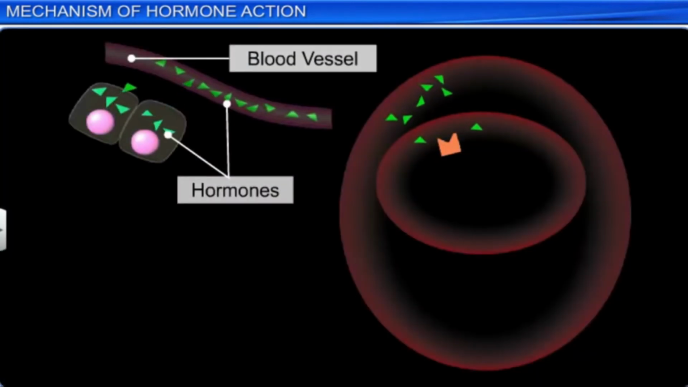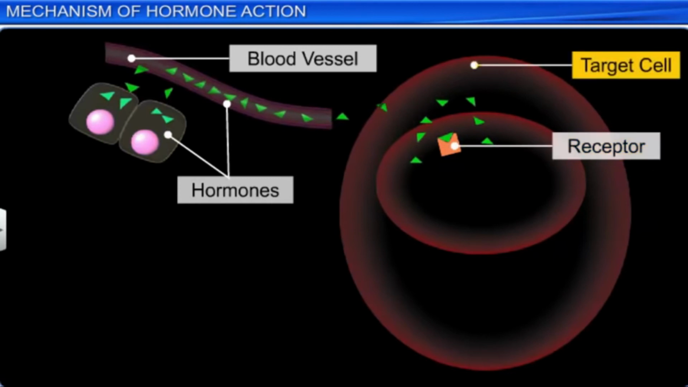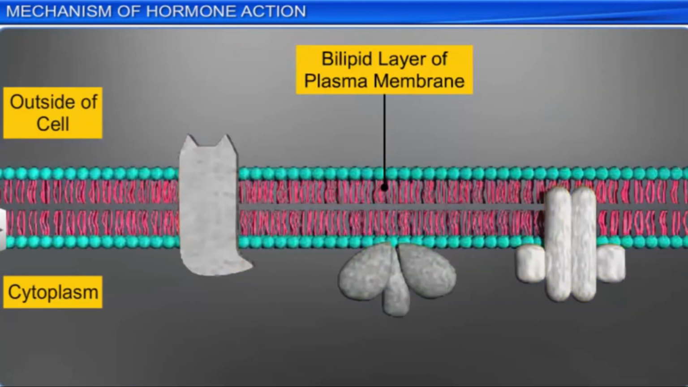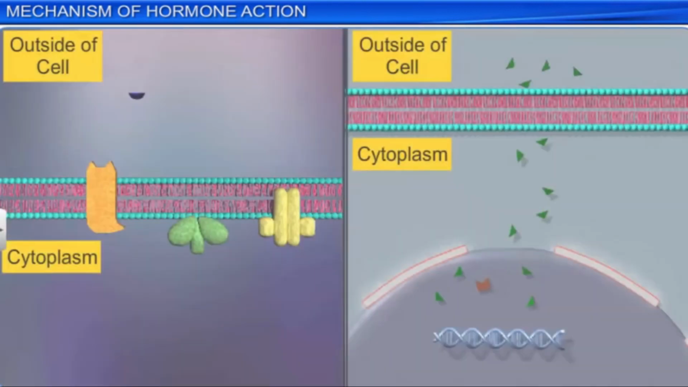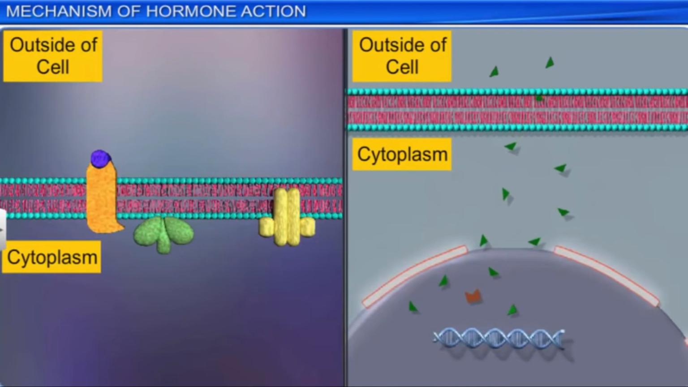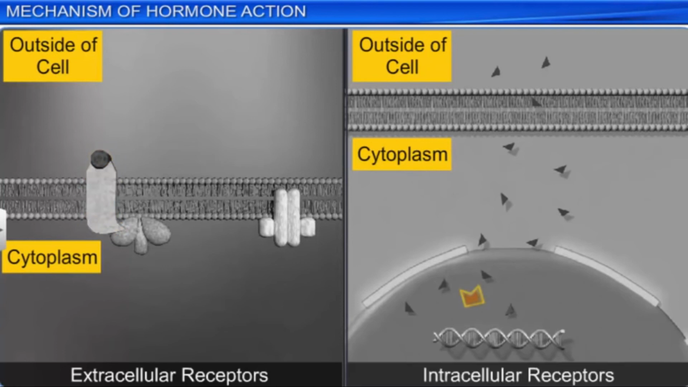Hormones act on target organs by binding to specific proteins called hormone receptors. The receptors are located in target cells, and each receptor is specific to one hormone only. To enter the target cells, hormones need to cross the bilipid layer of the plasma membrane. On the basis of their solubility, hormones can either bind to plasma membrane receptors called extracellular receptors, or receptors present within the cell called intracellular receptors.